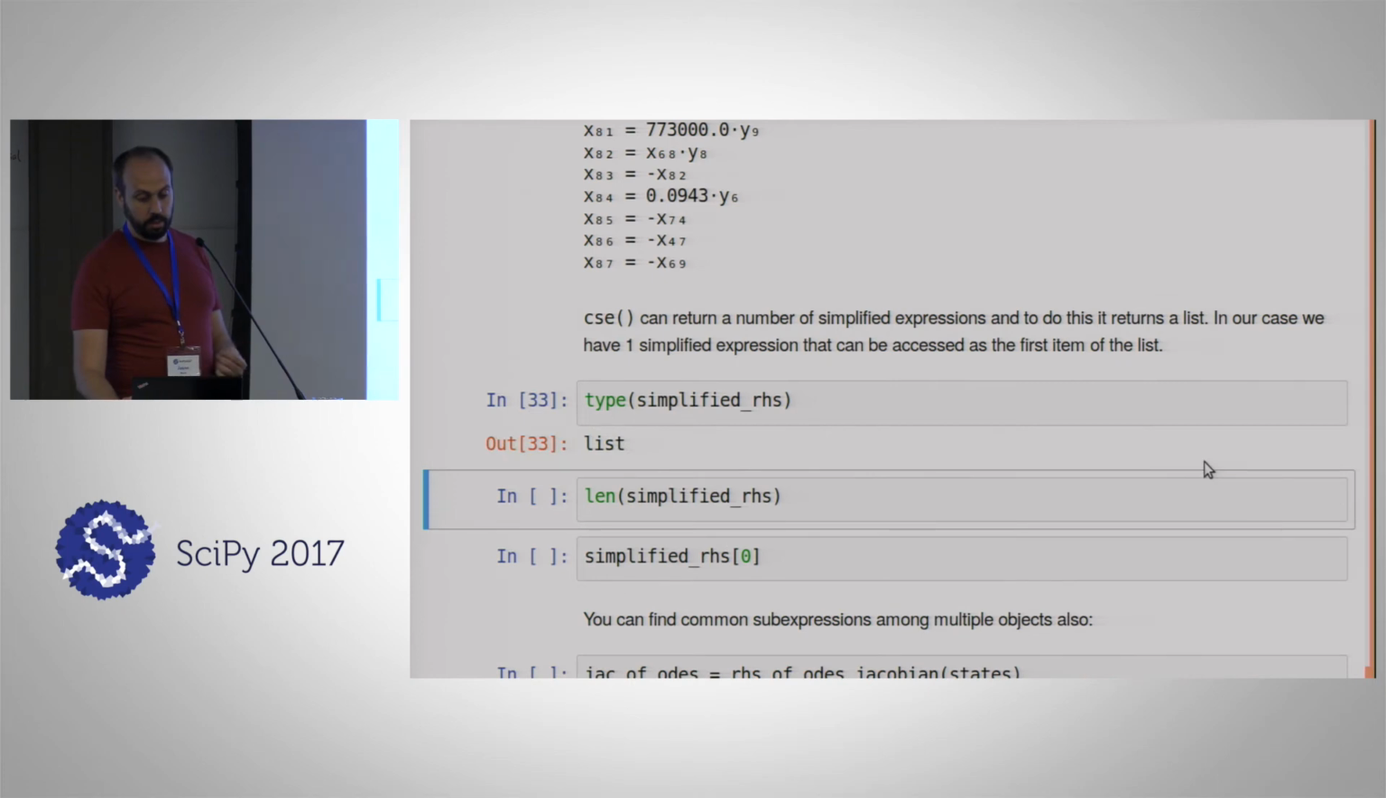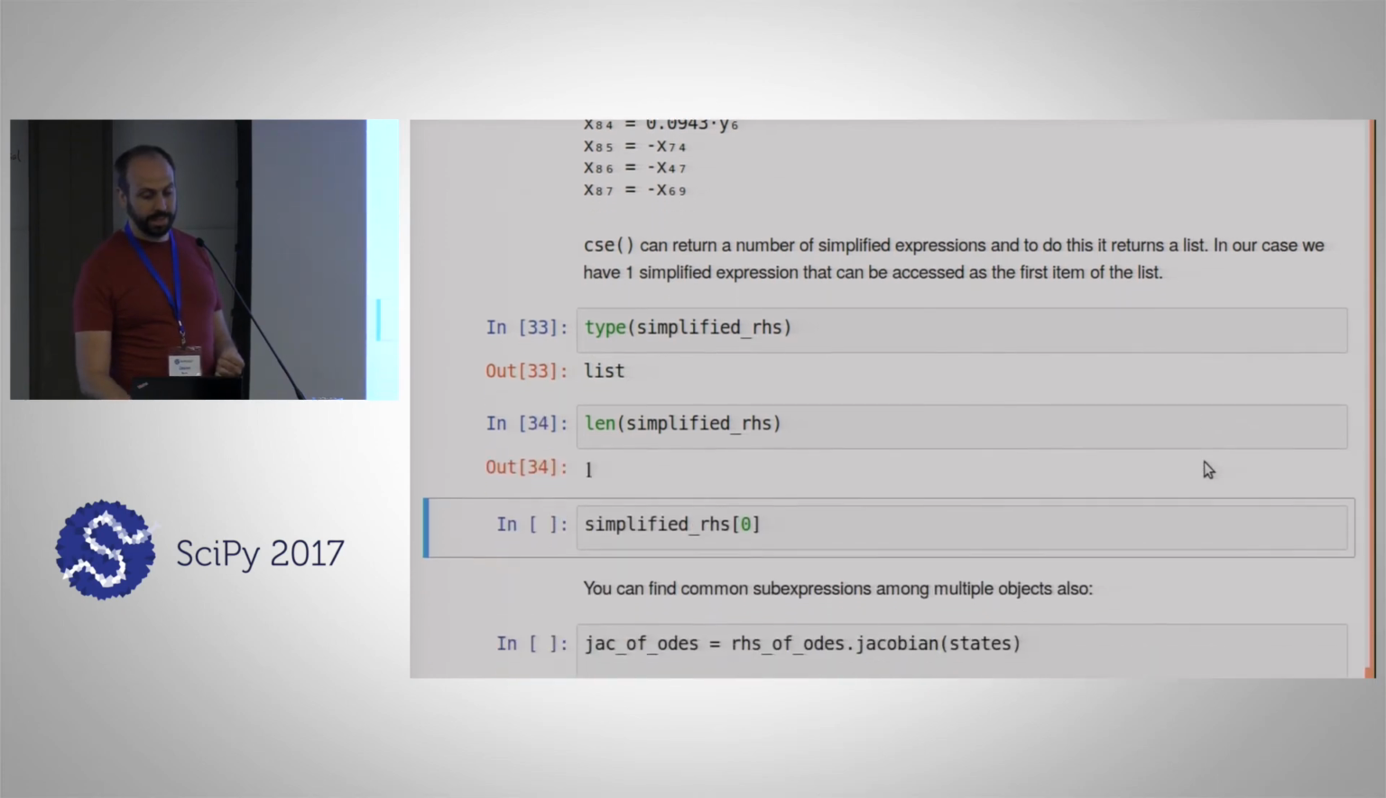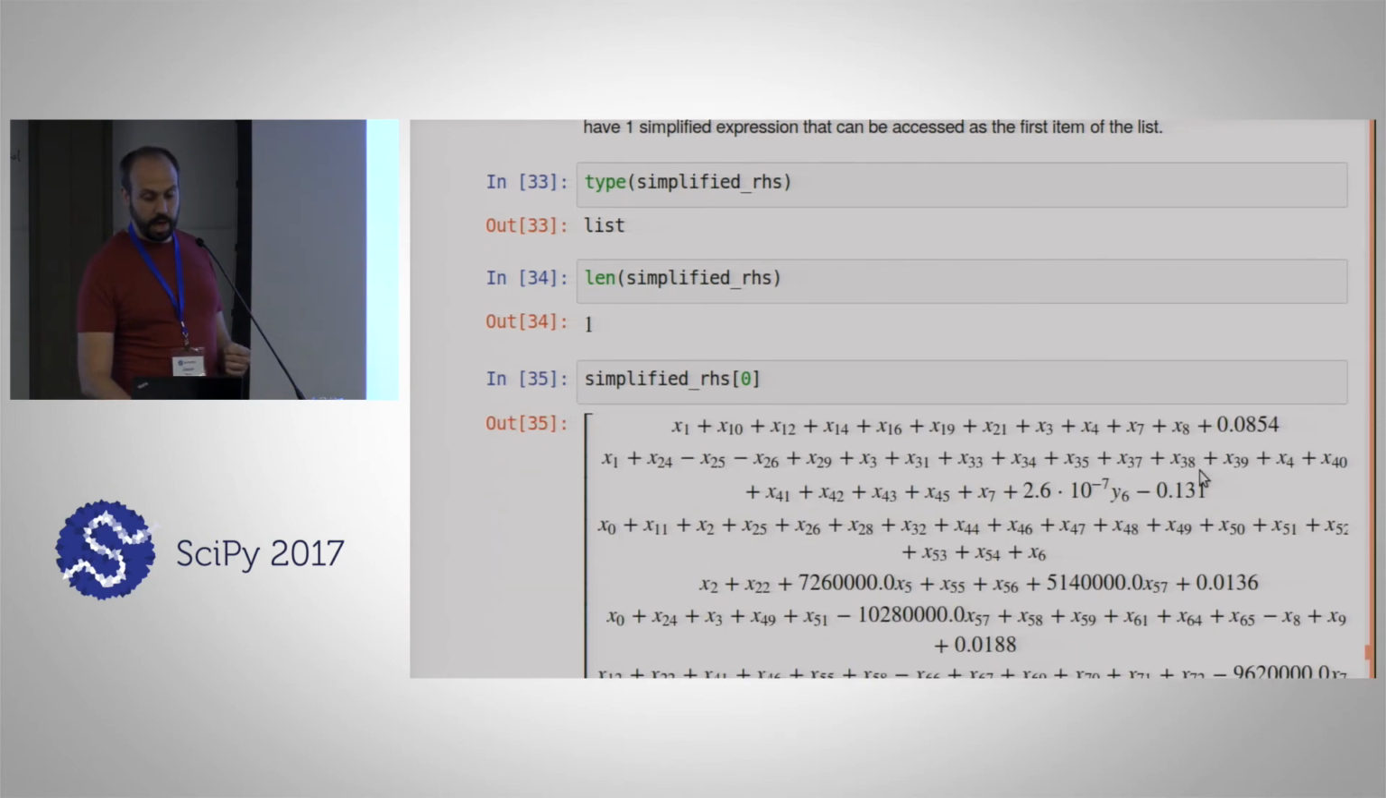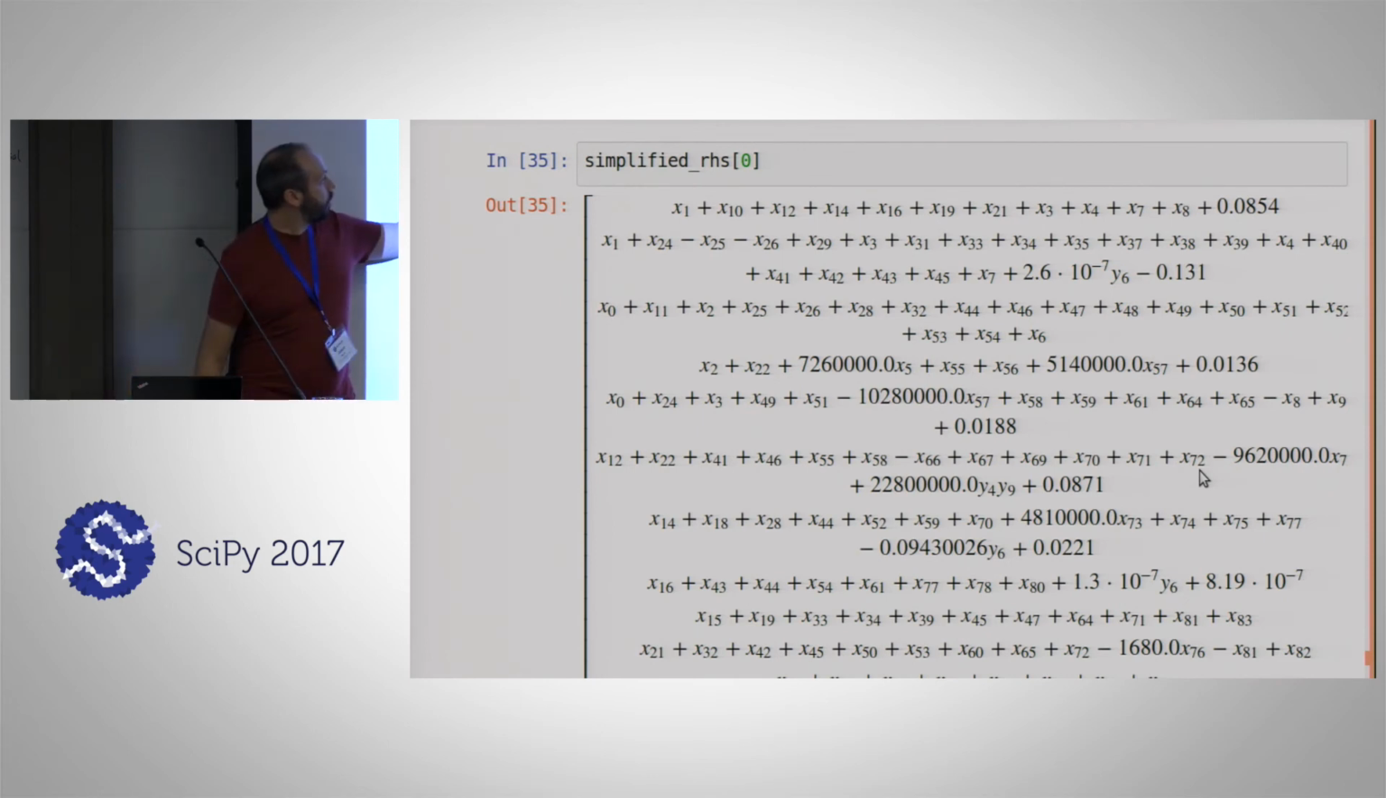And then it always returns a list of the simplified expressions because you can pass in multiple. So we're going to grab the first one, and then you'll see how our longer multivariate polynomials have been replaced with all these sub-expressions here, all these x's that were defined above.